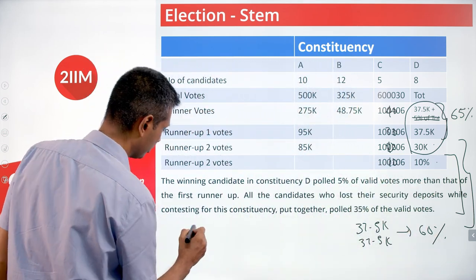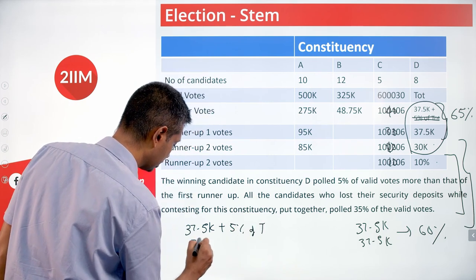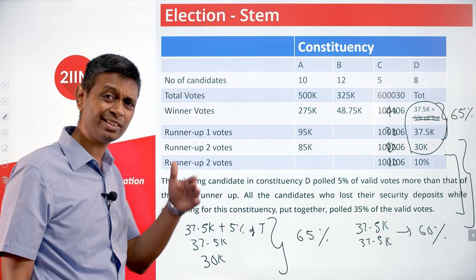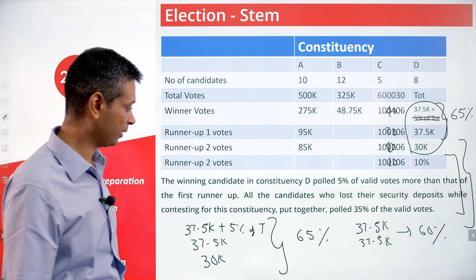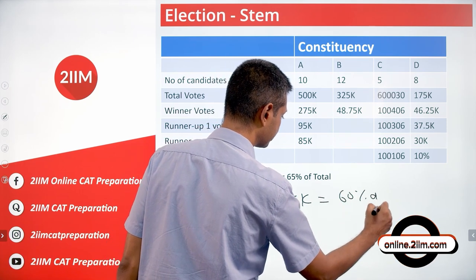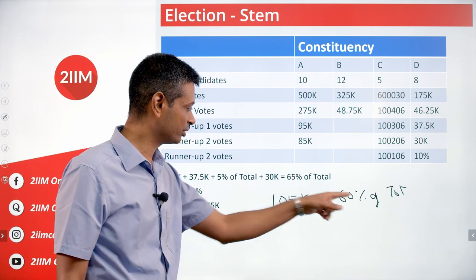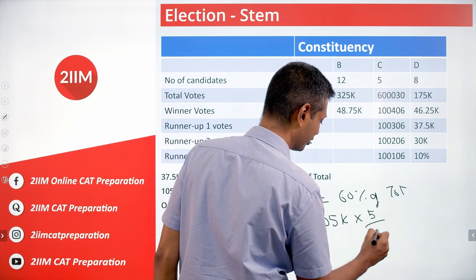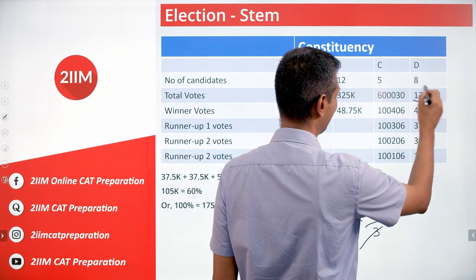Let's do the math for that. That means 37.5k plus 5% of total plus 37.5k plus 30k. These 3 add up to 65%. First 3 retain their deposit. Everyone else after that loses. 37.5 plus 37.5 is 75k. Plus 30 is 105k. This 5% goes that side, or 105k is equal to 60% of total. 37.5 plus 37.5 plus 5% of total plus 30k is 65% of total. This 5% goes this side, becomes 60%. Or total is 105,000 into 100 by 60, or into 5 by 3, is 35 into 5, 175k. The total is 175k.